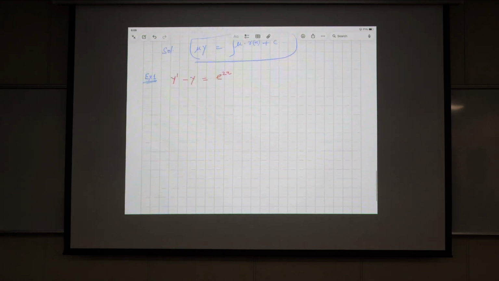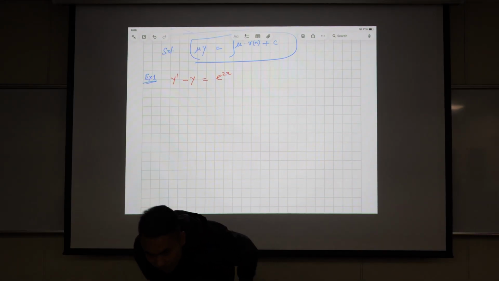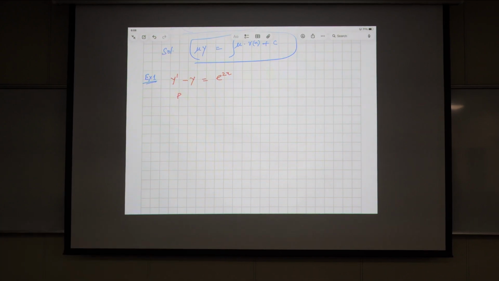That means this is in that form where you can say what is your P and what is your R. What is your P here? Minus 1. What is your R? e^(2x). Okay?